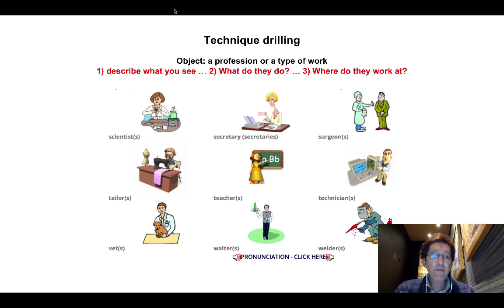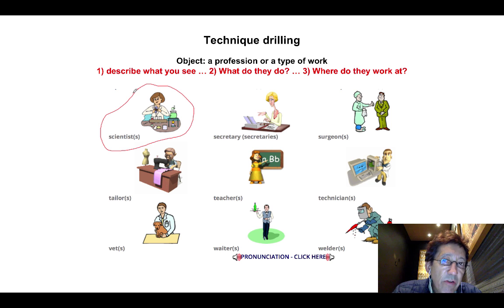Okay. The objects today are going to be professions, the types of work people do. As you can see, on the top left is a scientist. The first thing is to describe what you see in that picture, and then what they do, what their main purpose is, what their function is, and where they work. Where can you find them? Okay, go ahead.